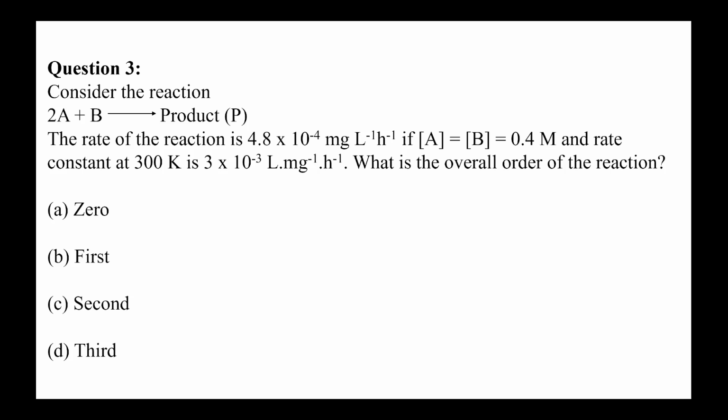So you have to calculate the order of the reaction. You have the reaction 2A plus B goes to product. The reaction rate is given, the rate constant K is given, and the concentrations of A and B are given. You have to find the order of the reaction. Options are 0, first, second, and third. You calculate the order of the reaction and write it in the chat box.